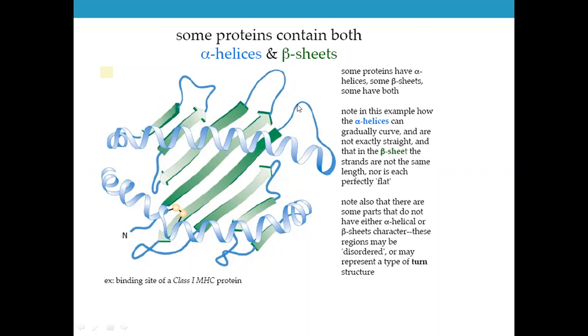This one is not part of the beta sheets. We'll discuss it later. Those are just coils that have no organized structure that would lead to a beta sheet or alpha helix conformation. So this one is also an amino acid chain or sequence, but the chain of amino acids here does not lead to a particular alpha helix or beta sheet.